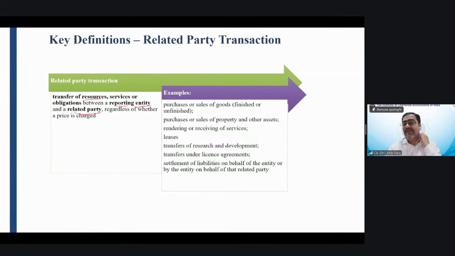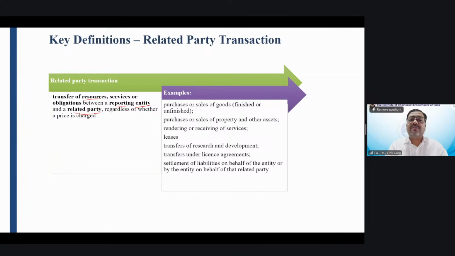So for example, if somebody is transferring resources, goods, or an asset to another party, who is of course a related party, transferring services to a related party, or transferring obligations to another party. For example, I have taken a loan and I have transferred this loan obligation to my brother. I am a related party to my brother. So whether this is a related party transaction, the answer is yes. I have taken a loan from the bank and then I told the bank, not myself, my brother will repay this loan.